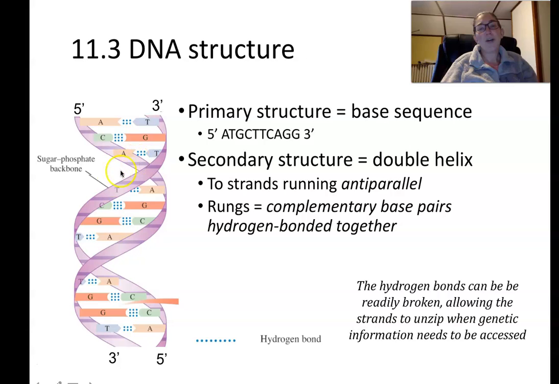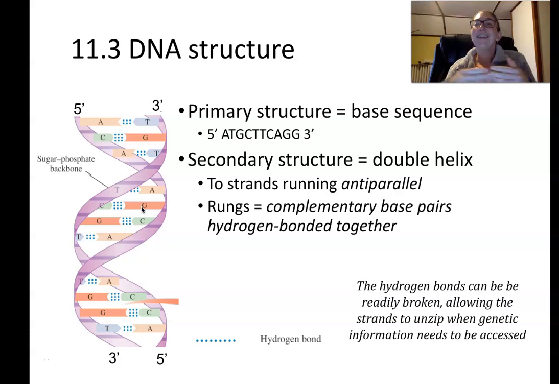We call this the sequence of the DNA, the primary structure, just like with polypeptides, where the sequence of amino acids is the primary structure. And the secondary structure of the DNA is that double helix shape. Okay, so these rungs, these nucleotides that are bonded together, are bonded based on complementary base pair rules.